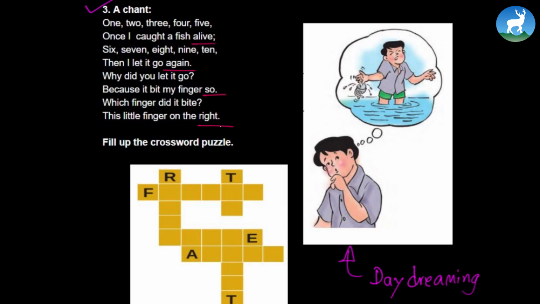Interesting, right? So let's try to fill up the crossword puzzle now. So this is the crossword puzzle and we are given no hints at all. It's going to be pretty tricky now. So it starts with R. Let's try. Could be right. R-I-G-H-T. Alright, it works. Now it starts with fire.